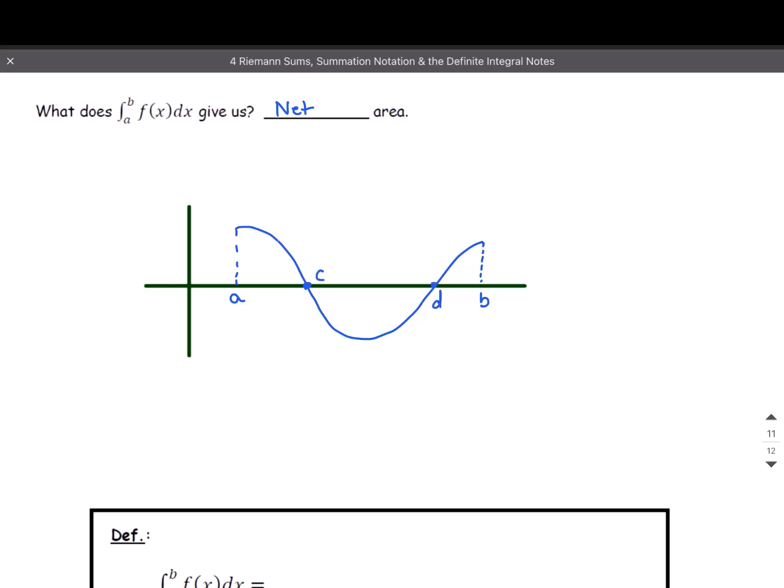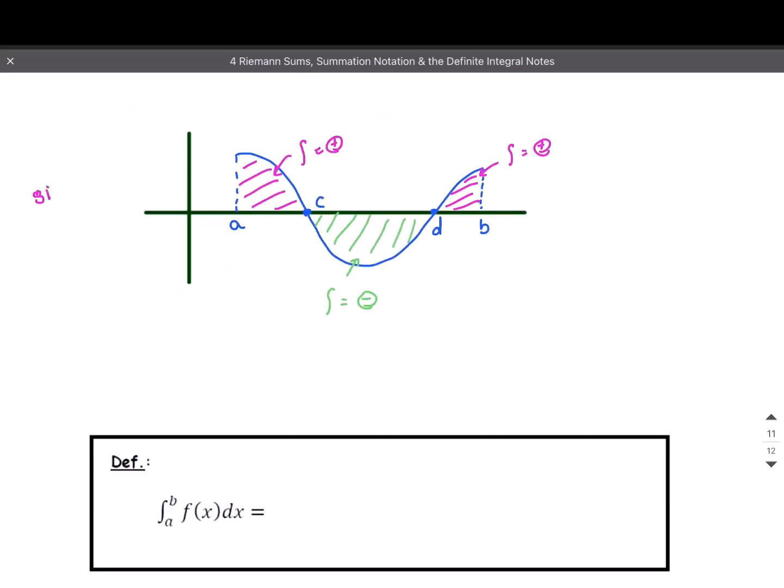This region from A to C, the integral is going to have a positive value. This region between C and D, the integral is going to give us a negative value. And again, when we're up here above the x-axis between D and B, the integral is going to give us a positive area. So this is what I mean by signed area. Area is supposed to always be positive, but the integral makes it positive and negative.